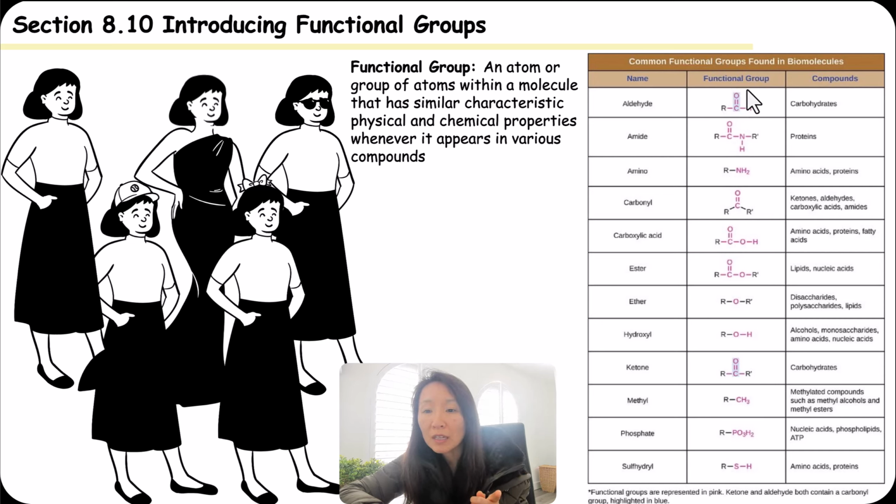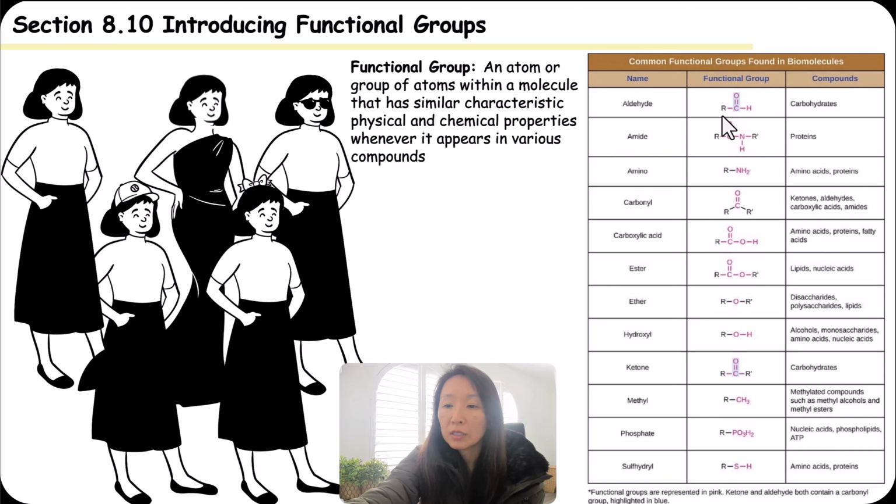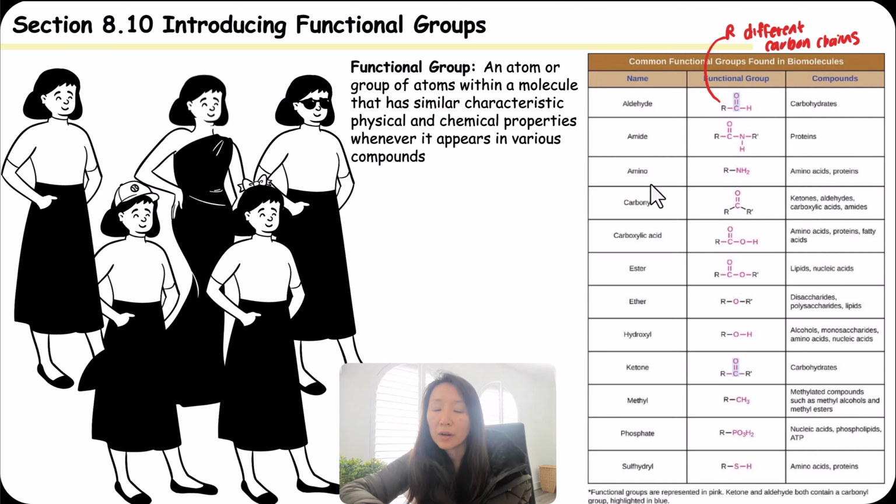For example, this one is an aldehyde, C double bonded O and an H, and that R represents just a chain of carbons or cyclic carbons. So R represents different carbon chains. Here is another one, the amino functional group, NH2, that is attached to R. Let me give you an example.